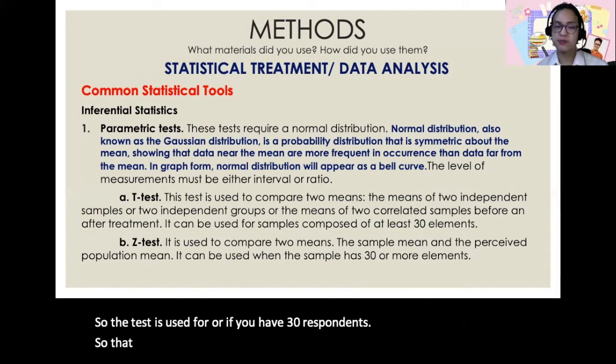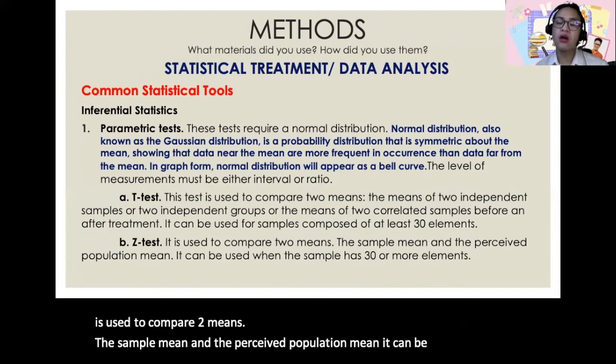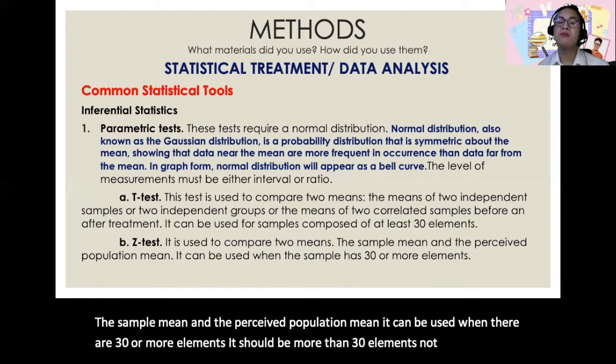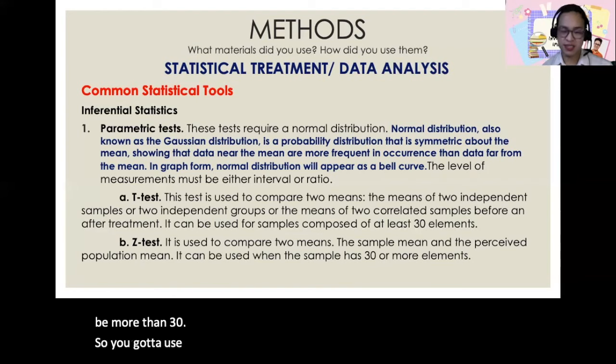Z-test is used to compare two means, the sample mean and the perceived population mean. It can be used when there are 30 or more elements. It should be more than 30 elements, not 30. It should be more than 30. So you have to use z-test.